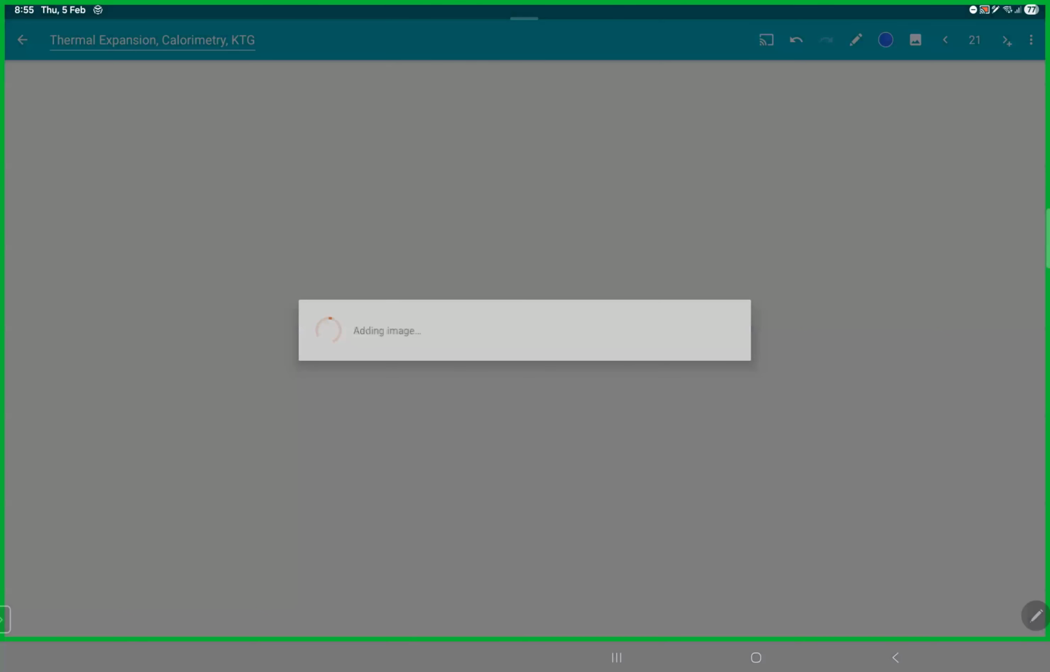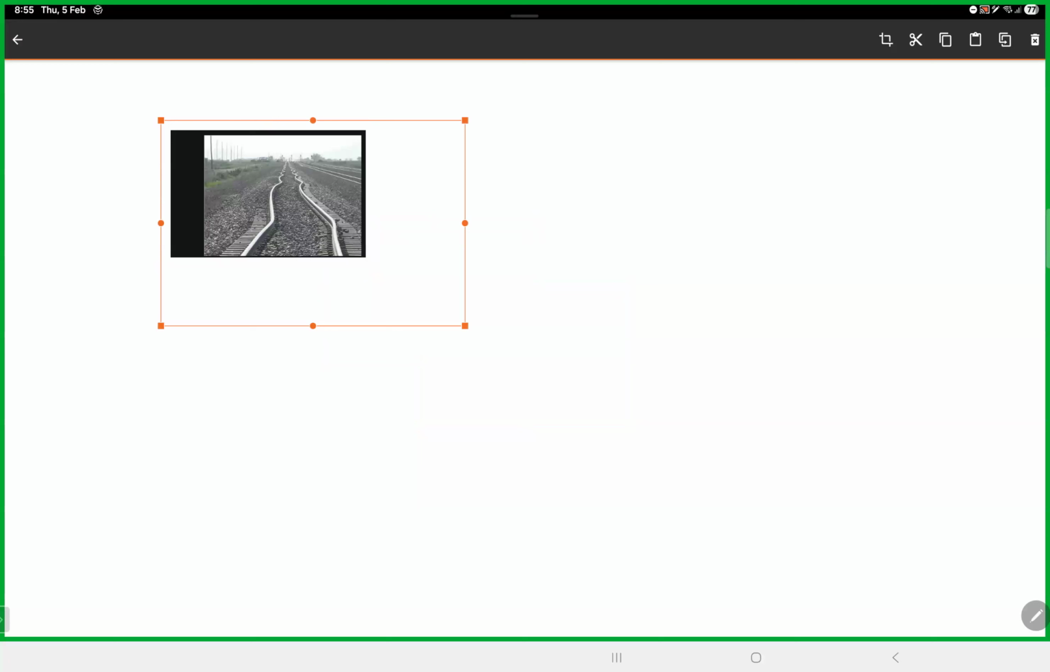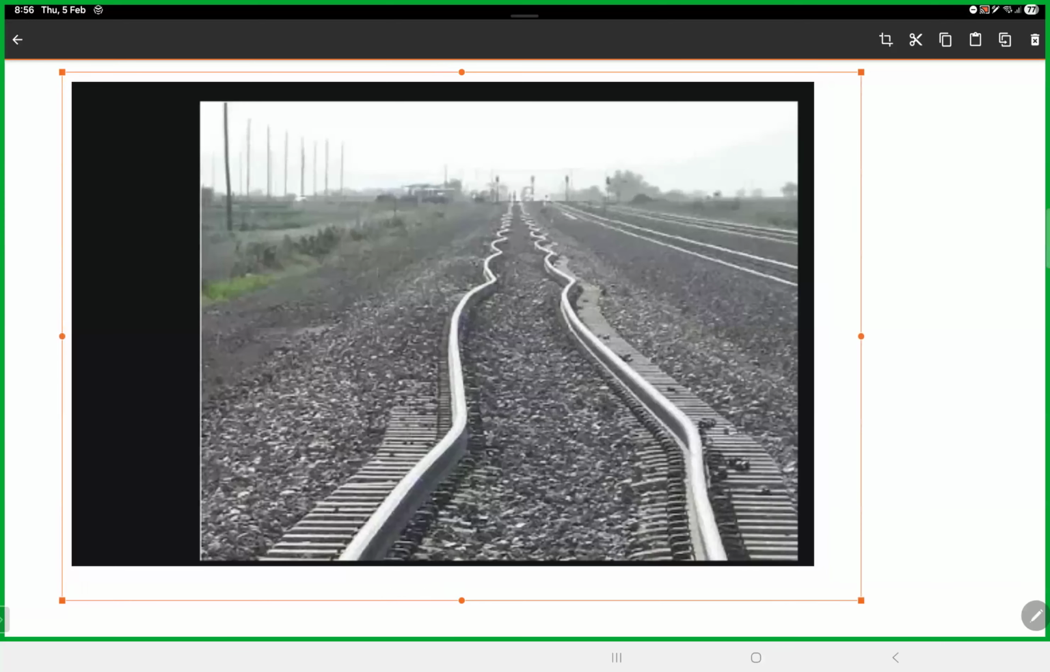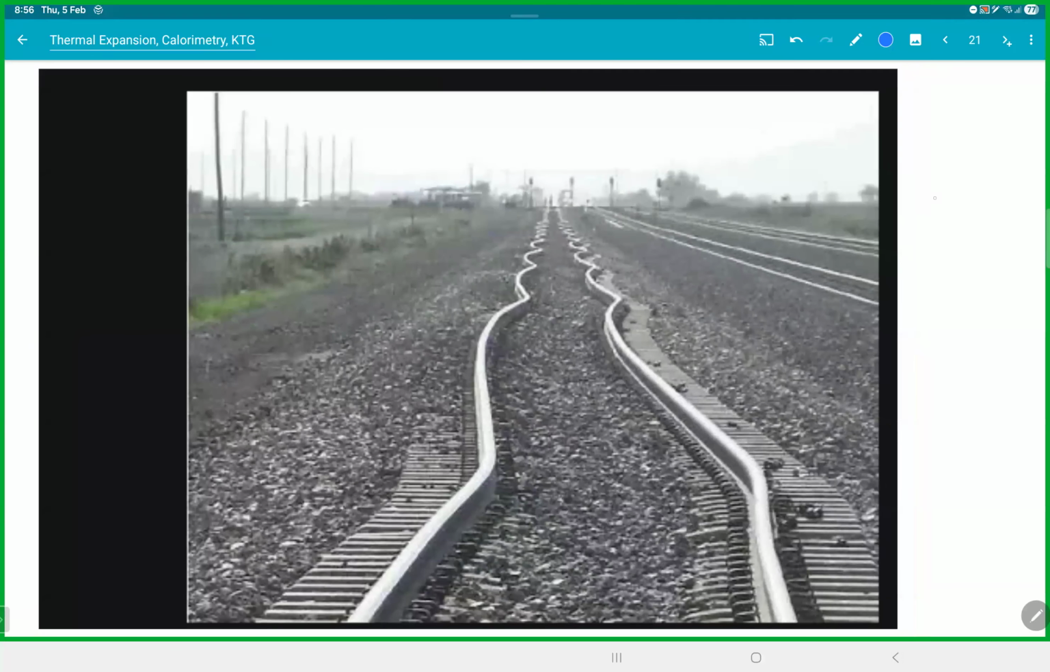This thing can even go wrong with the railway tracks. Even railway tracks, during summer when they get really hot, can sometimes become like this. This is called buckling. Previously they used to use thin gaps, but nowadays they actually reinforce this. Now it doesn't happen much, but it can happen like this.